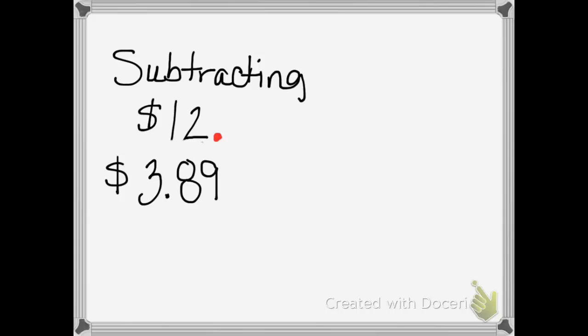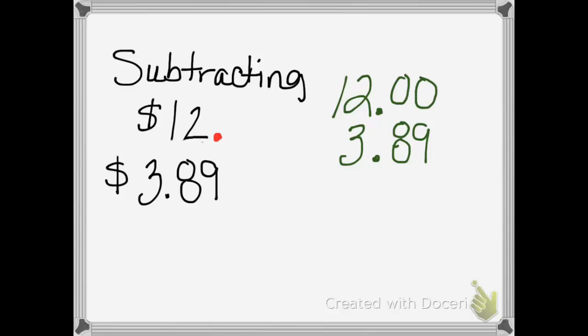And then I can write out this problem. And again, I'm going to make sure that I am lining up my decimal points. Very important to have those lined up. And since I'm subtracting, I'm going to go ahead and add some placeholders there just so that I can see what I'm doing as I'm subtracting. Now again, I can see $12 is definitely more than $3.89, so when I subtract this, I'm going to get a positive answer. I'm going to need to borrow here.